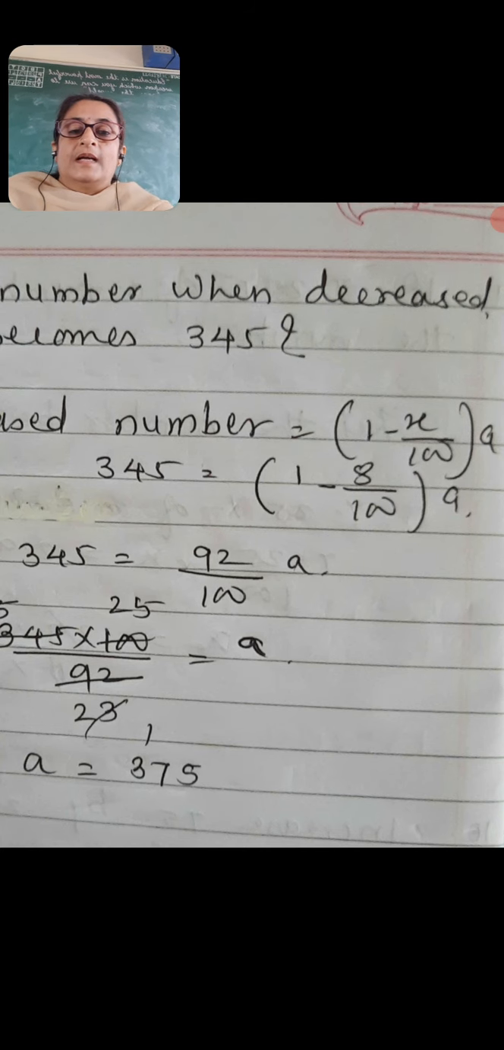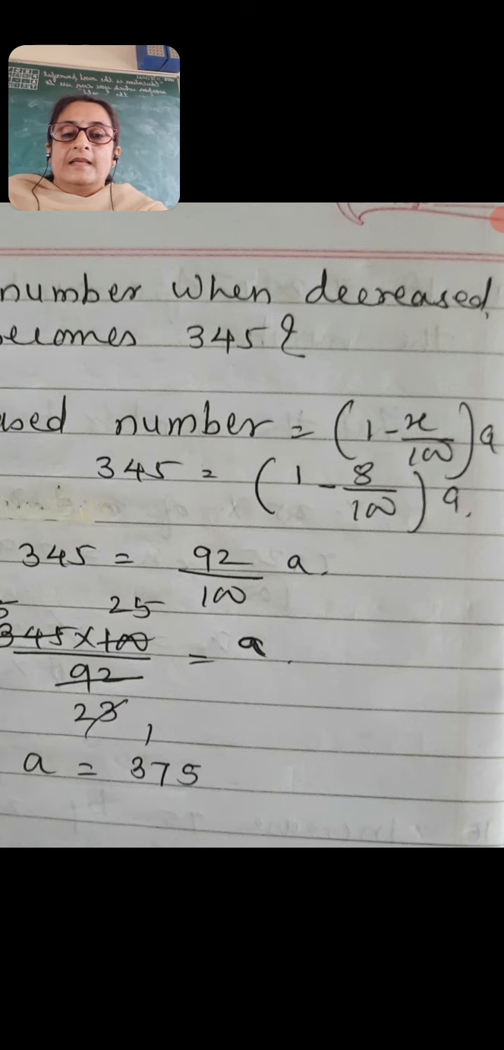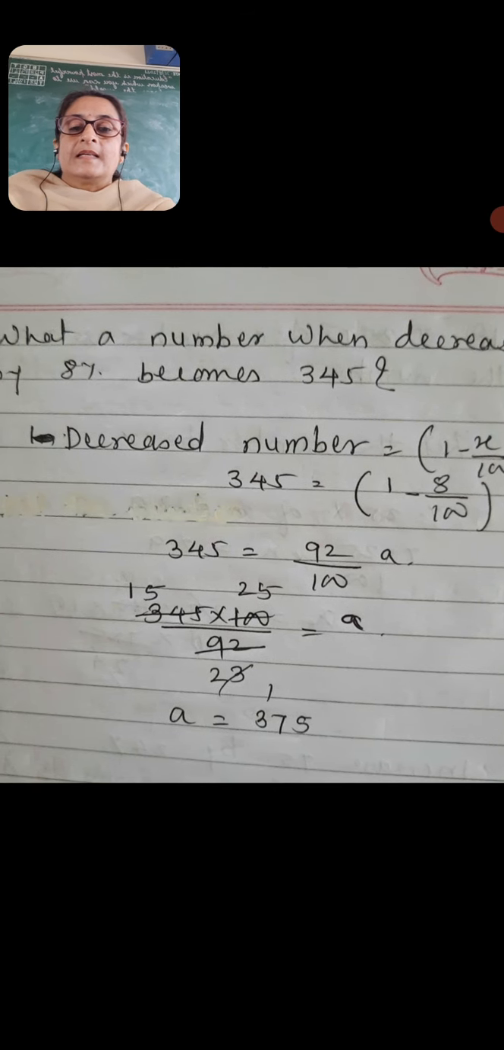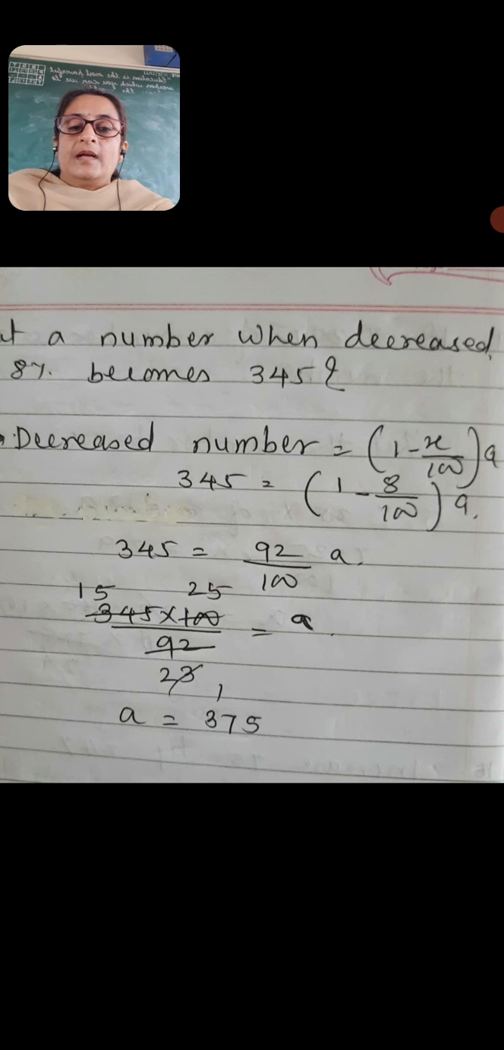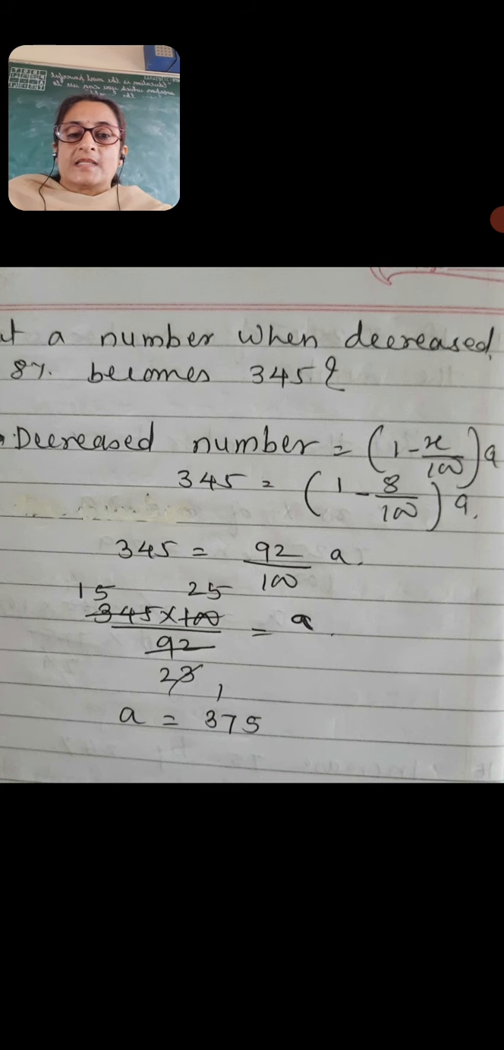As you know, x is the percent and a is the original number. Now the decreased number is already given as the answer, that is 345. We'll put it in the equation: 1 minus 8 upon 100. Why is 8 taken? Because 8 is the percentage, and a as it is because we don't know the original number. We are given that 345 is the decreased number, so we'll write that as it is. So 345 is equal to, in the bracket when you're solving, it's a fraction, LCM is 100, 100 minus 8 gives you 92 upon 100 into a.